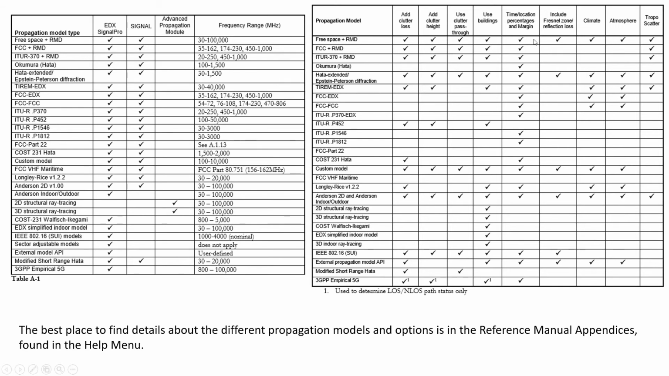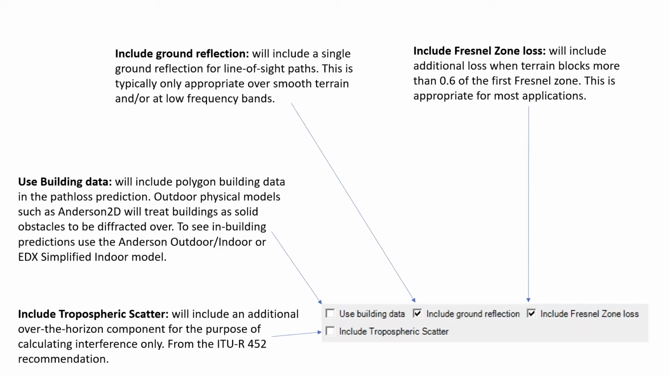And then we also have this table of which models can have which processes applied to them, so add clutter loss, add clutter height, etc. And so if you have any questions about the particular models, I recommend taking a look at those reference manual appendices and familiarizing yourself with what the model does.